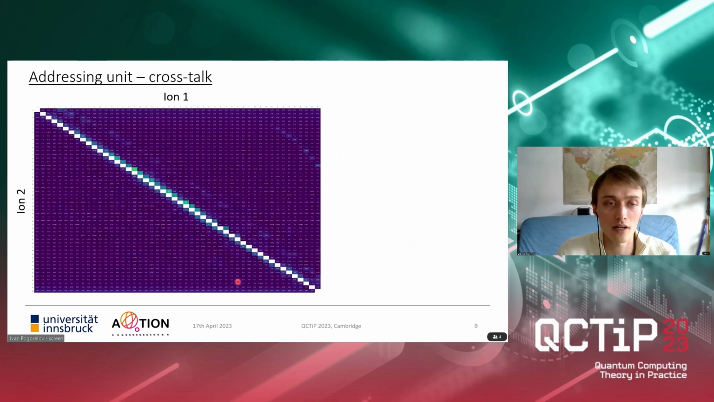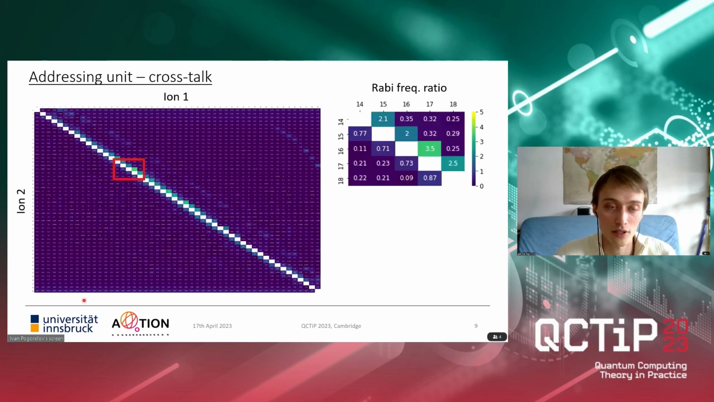So for current ion trapping setups, a substantial problem for single ion addressing is optical crosstalk. That's when we excite one of the ions, neighboring ions also see some leaking light, which is unwanted. And here I present a characterization of the optical crosstalk in our system.